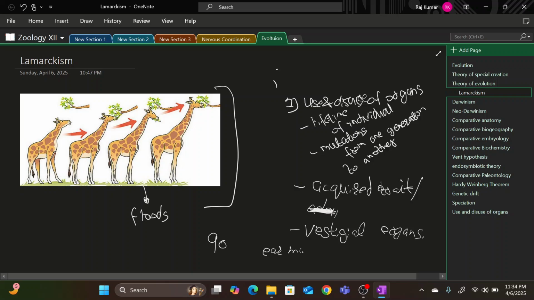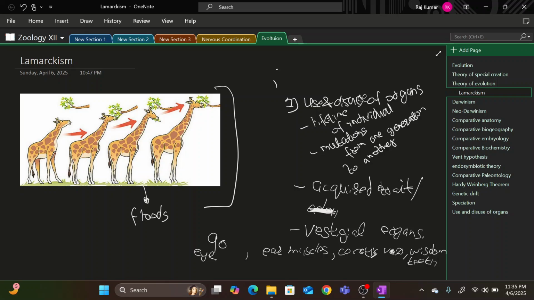There are muscles in the ears which are vestigial, as well as the coccyx or the tailbone, alongside which there is the vermiform appendix, which is also an example of vestigial organs, alongside which there are the wisdom teeth, which are also vestigial organs, and there are certain muscles in the eye as well which have some vestigial characteristics. So these are certain things about it.